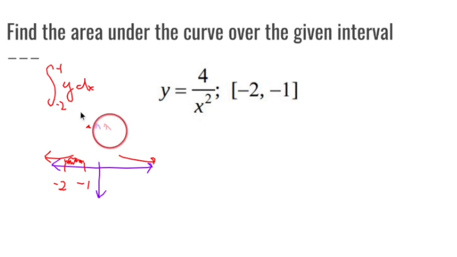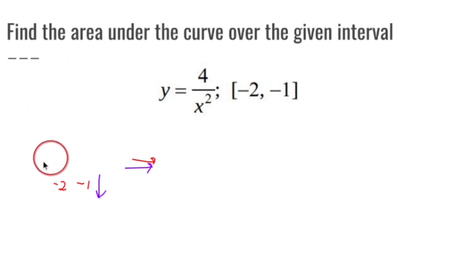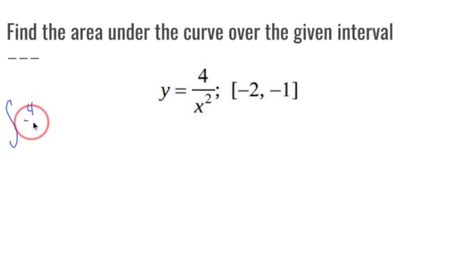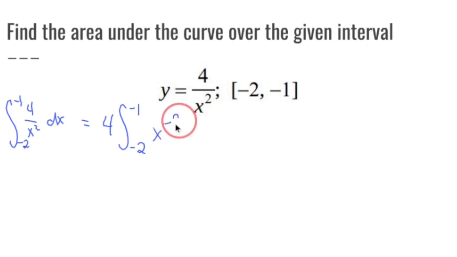So let's get rid of this mess. Let's start the problem from beginning to end. I need to find the integral of 4 over x squared dx, where my lower limit is -2 and my upper limit is -1. Let's rewrite this. Let's bring that 4 out if you want to. Let's make this x to the -2 dx. Sloppy, but you'll get it.